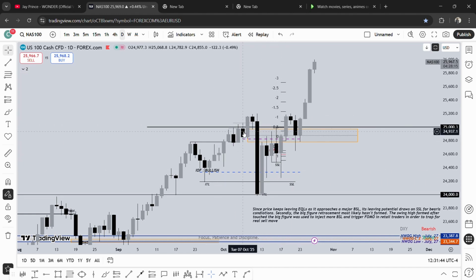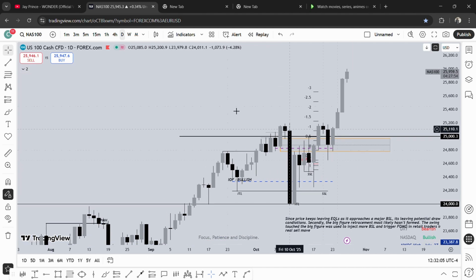I started paying attention to these assets once we had taken out this sell-side liquidity over here, and then closed above, made another expansion higher. So it was about Thursday, Wednesday, I think.